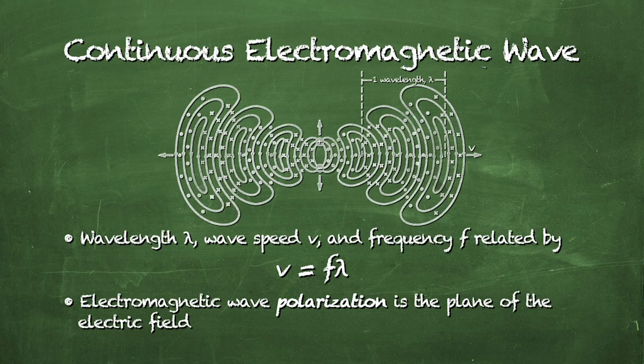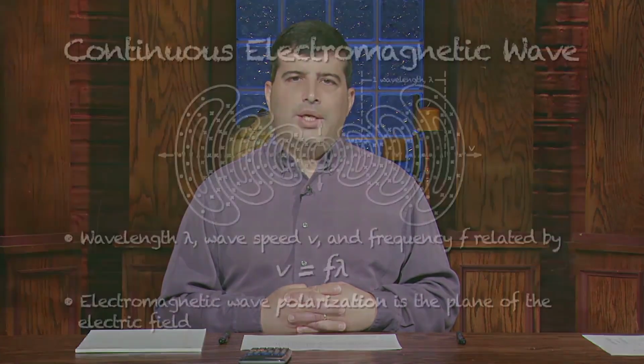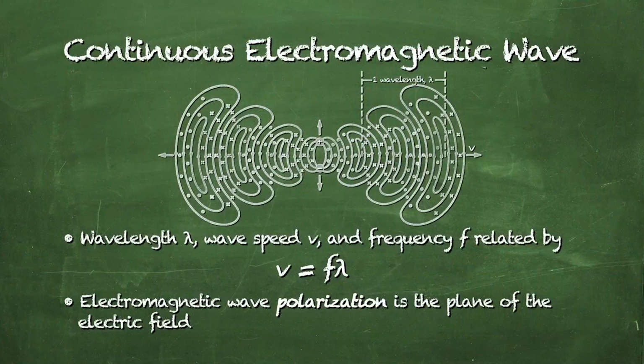If we go back to think about the solenoid that I was using last time, it sends out electromagnetic waves, but in that case, the magnetic field was vertical and the electric field was horizontal, so the solenoid that I was using was actually generating horizontally polarized waves. Once again, the polarization is the plane of the electric field.